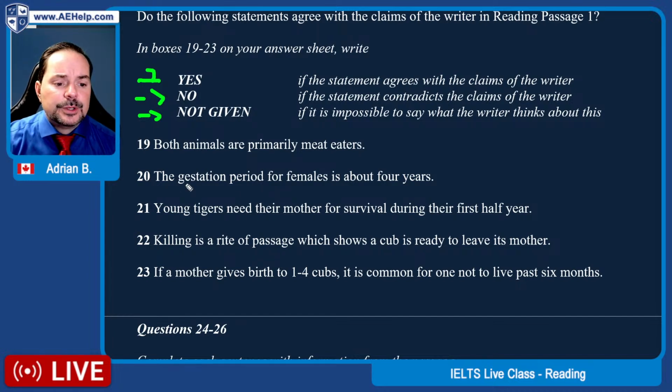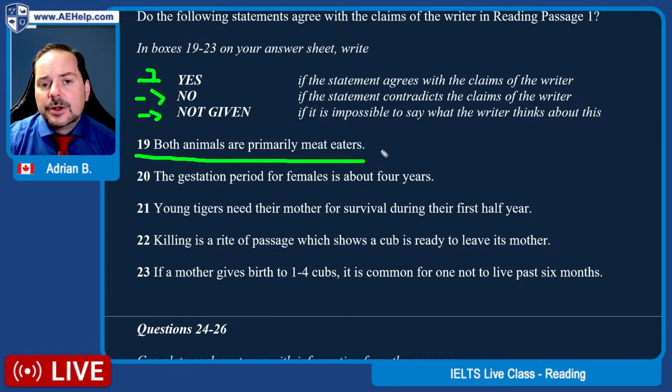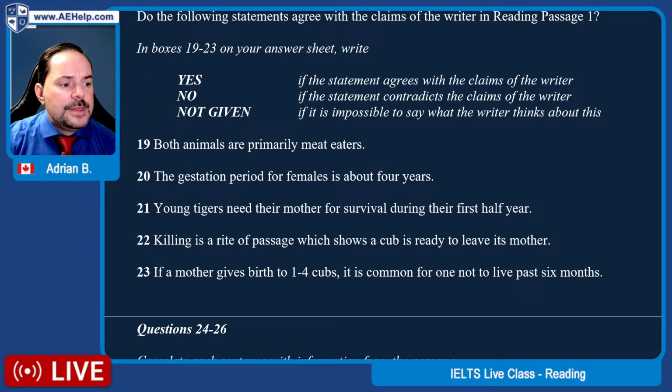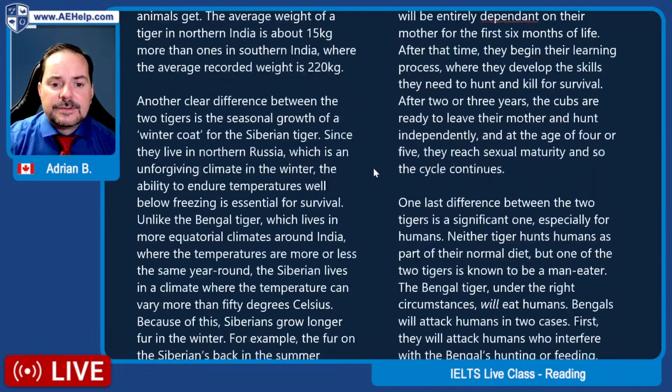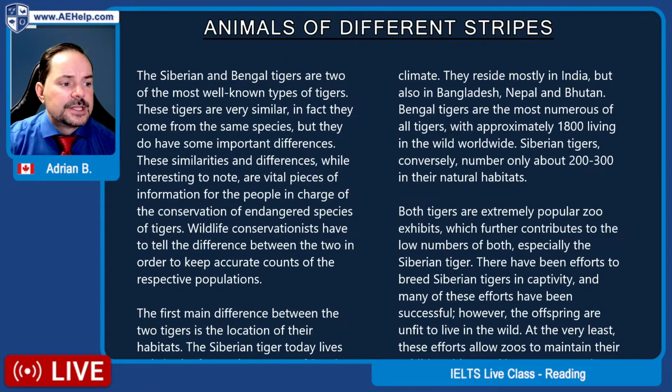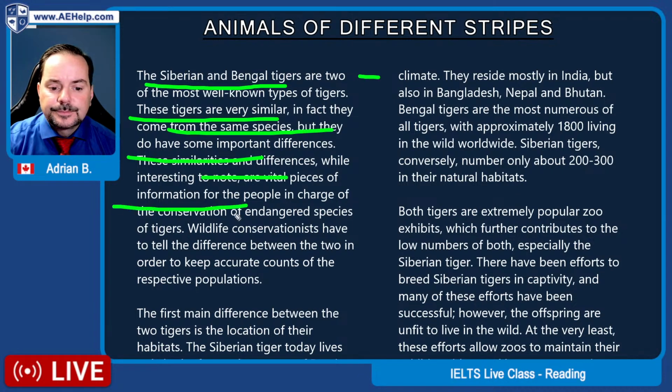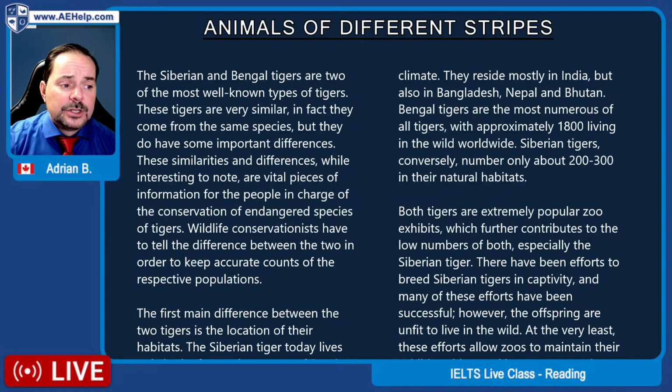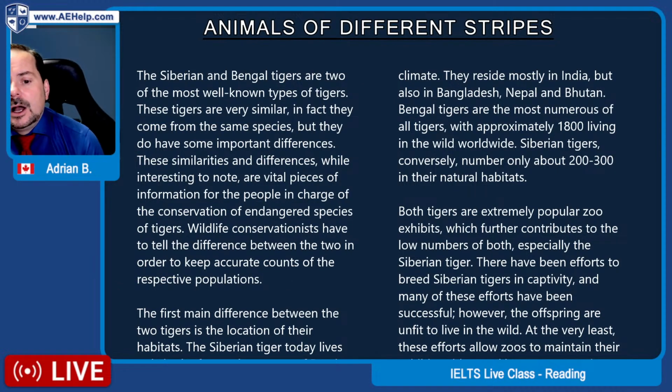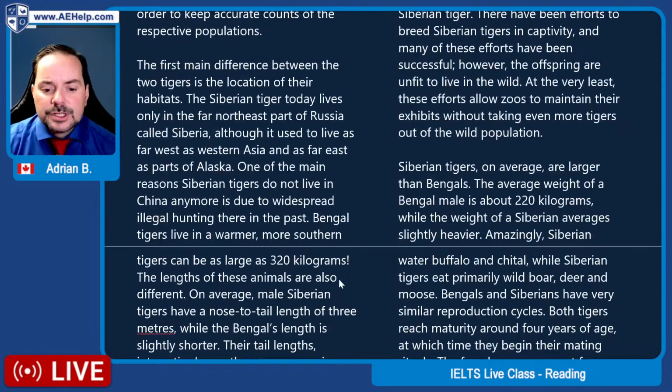So a lot of students, what they'll do is they'll read a question. They'll go, both animals are primarily meat eaters. And then they'll pick out a key word like meat or primarily. And then they'll start searching the text for the word meat. So they'll start skimming and scanning. They'll go, okay, where do I see the meat, or where do I see the word eating? And they start scanning and scanning and scanning. And that takes a long time, right? And it's not the correct strategy. And so there's a much simpler way to do this.